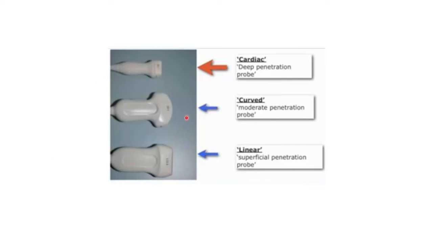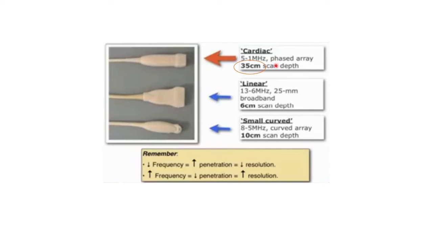So, cardiac probe, curved probe, and linear probe. The cardiac probe can go from 6 centimeters up to 35 centimeters depth, whereas the linear probe, for vascular, can go only up to 6 centimeters. The general rule is, the lower the frequency, the more the penetration, but you have to compromise on the resolution. Your resolution will be less.